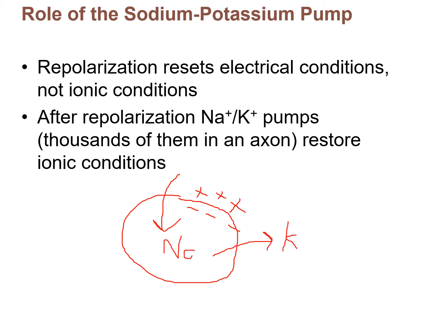Remember our circle K? The electrical conditions are back to normal, the positives and negatives, but the ions are in the wrong spot. So what this is saying here, going back to my pointer, after repolarization, the sodium-potassium pump will restore the ionic conditions. The sodium-potassium pump will then start pumping 3 out for 2 in, right? 3 sodiums out for 2 potassiums in. So the electrical conditions reset first, and then the ion conditions take a few more split seconds to get back to their regular concentrations inside and outside the cell.